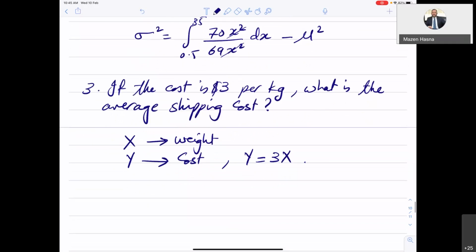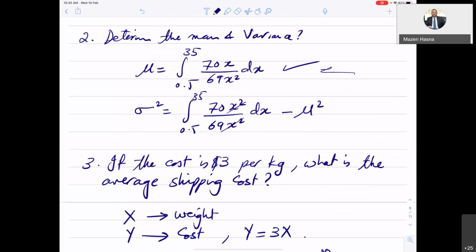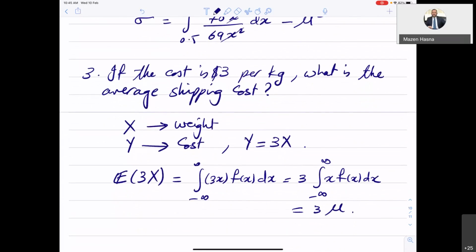So it's like I'm asking you indirectly, what's the expected value of 3x, which is the integration from minus infinity to infinity of 3x f of x dx, and in this case, you can take the 3 outside. Integration from minus infinity to infinity x f of x dx, which is 3 mu that you found already in this step. When you find mu, you just multiply it by 3 and you get the average cost of the shipment. Okay, I will stop at this point.